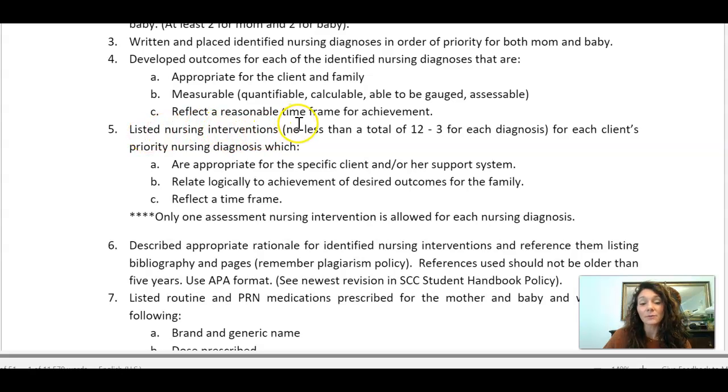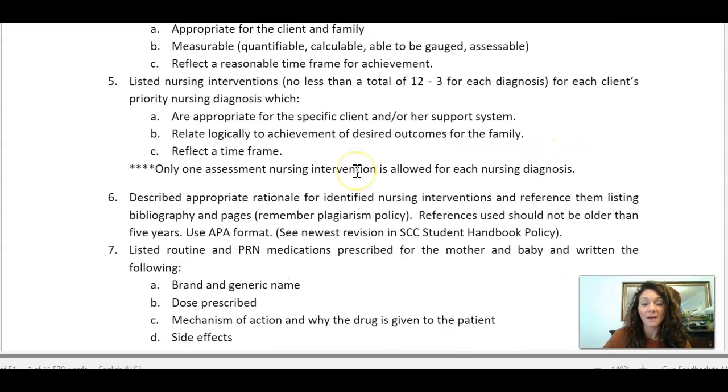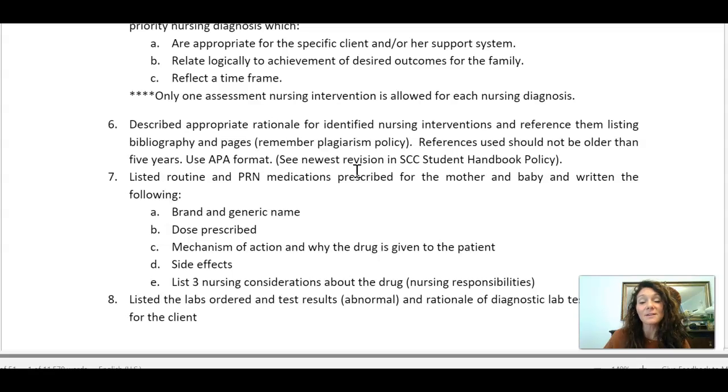Your listed nursing interventions, you can have no less than 12 of those between the 4 diagnoses. So you have to have 3 interventions for every diagnosis that you write. Okay, they have to be appropriate and specific to your client and the support system, and they have to relate logically to the achievement of what your desired outcomes are.